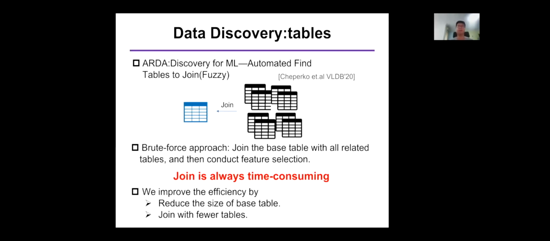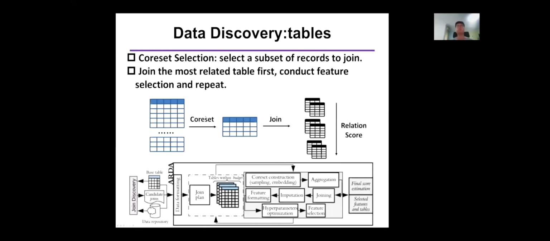We can improve the efficiency through two aspects. One is to reduce the size of the base table, and the other is joining fewer tables. So ARDA leverages these two ideas. Therefore, ARDA samples some representative tuples using simple heuristics from the base table when the base table size is large, and utilizes these samples to learn the augmentation plan.